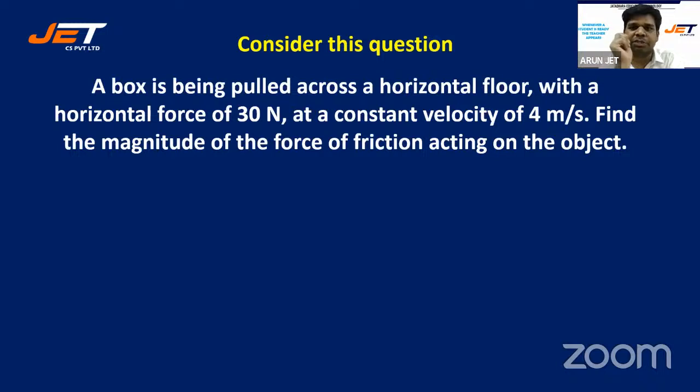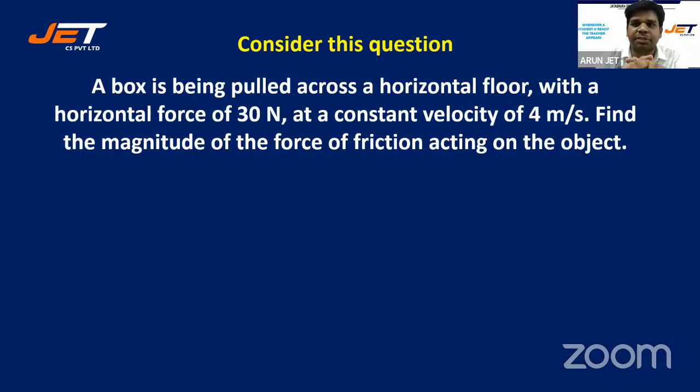A box is being pulled across a horizontal floor with a horizontal force of 30 Newton. So there's a box on the horizontal floor, which is being pulled with a constant force of 30 Newton at a constant velocity of 4 meters per second. There's a force applied and the box is moving with constant velocity. Find the magnitude of the force of friction acting on the object.